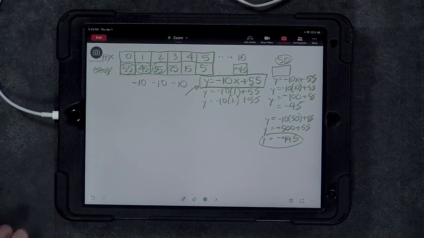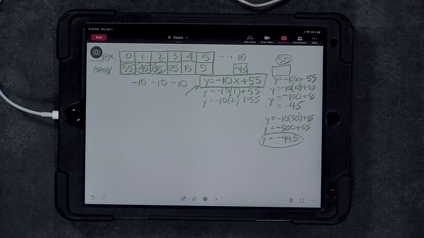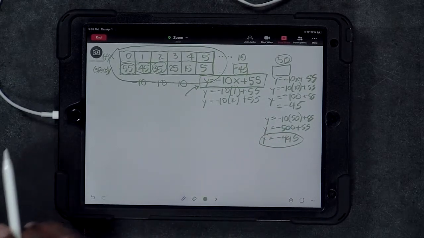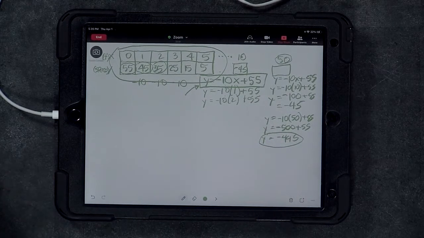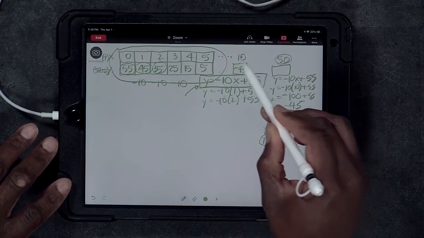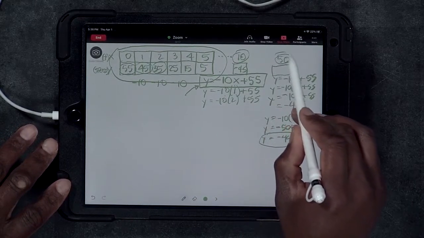All right, so big picture, what are we doing here? Big picture, you're given data, and what you want to do is take that data and find an equation that models that data so that you can use that equation to predict what's going to happen in the future.